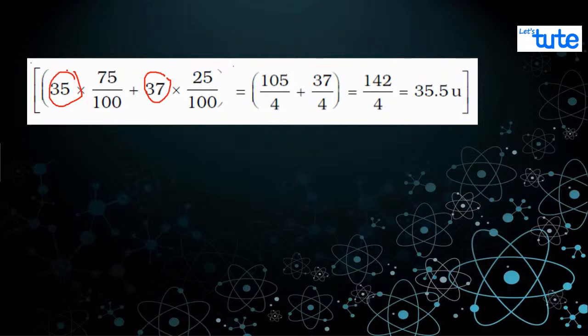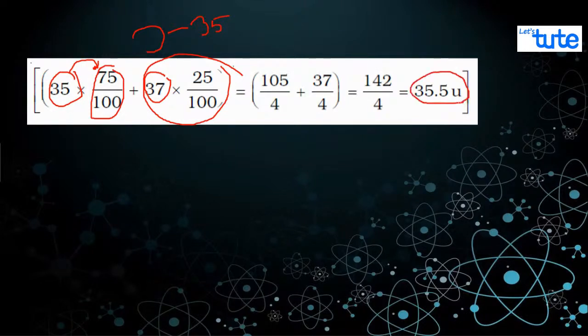First of all, we multiply 35 by 75%. Now, why are we multiplying it by 75%? Because we discussed that 75% is chlorine 35. So chlorine 35 is present for 75% and chlorine 37 is present for 25%. Therefore, we multiply each by its percentage. After solving this whole equation, you will get a value of 35.5 u.